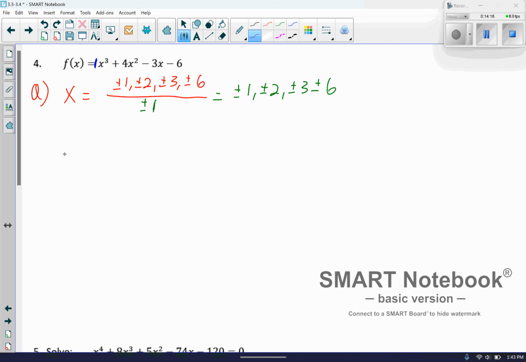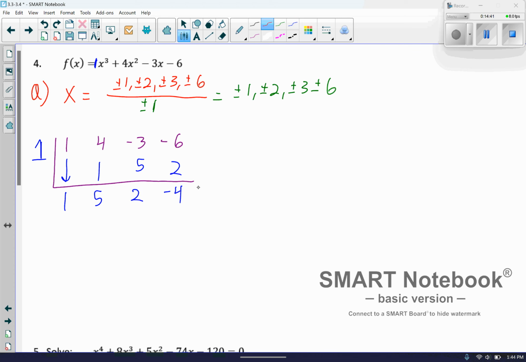All right, so once again, I get this thing set up for my synthetic division, and we'll just go in numerical order. I'll start with 1, and I drop the first one. 1 times 1 is 1. Add that together, multiply. 5 times 1 is 5. Add that together, that's 2. 2 times 1 is 2. Add that together, it's negative 4. So nope, 1 does not work.